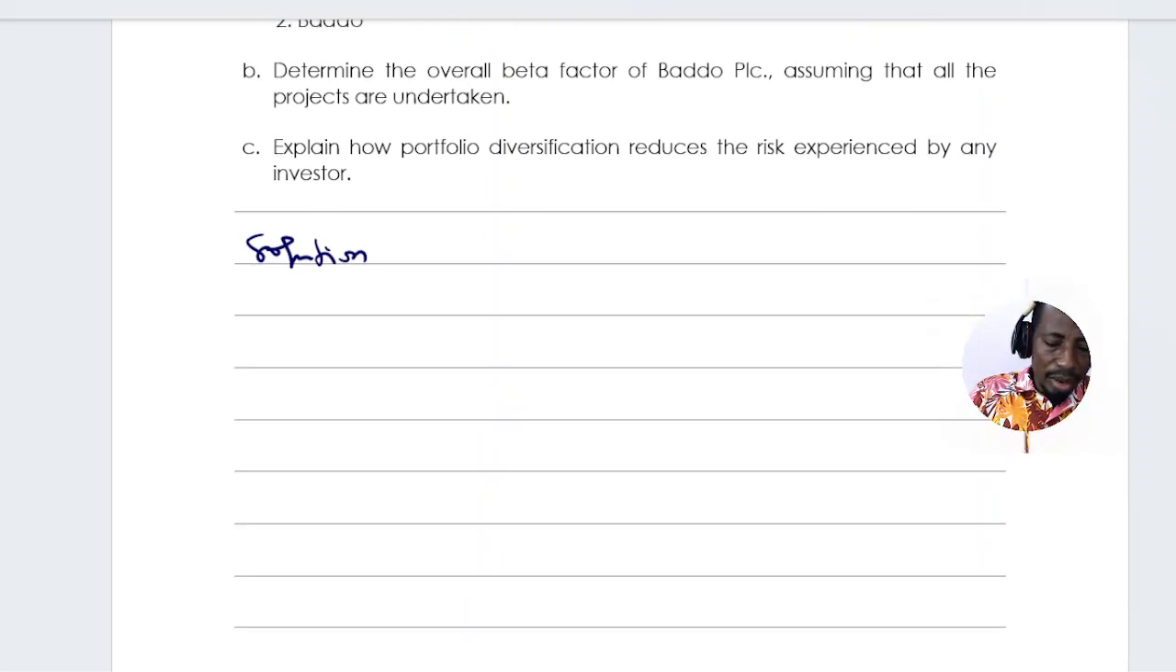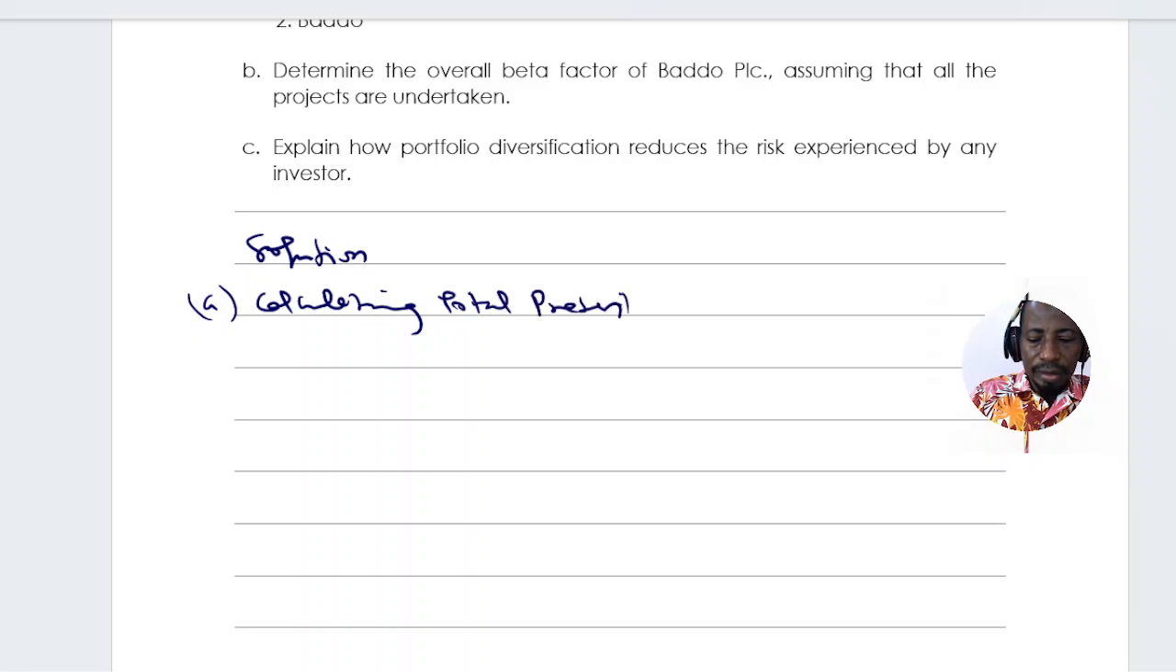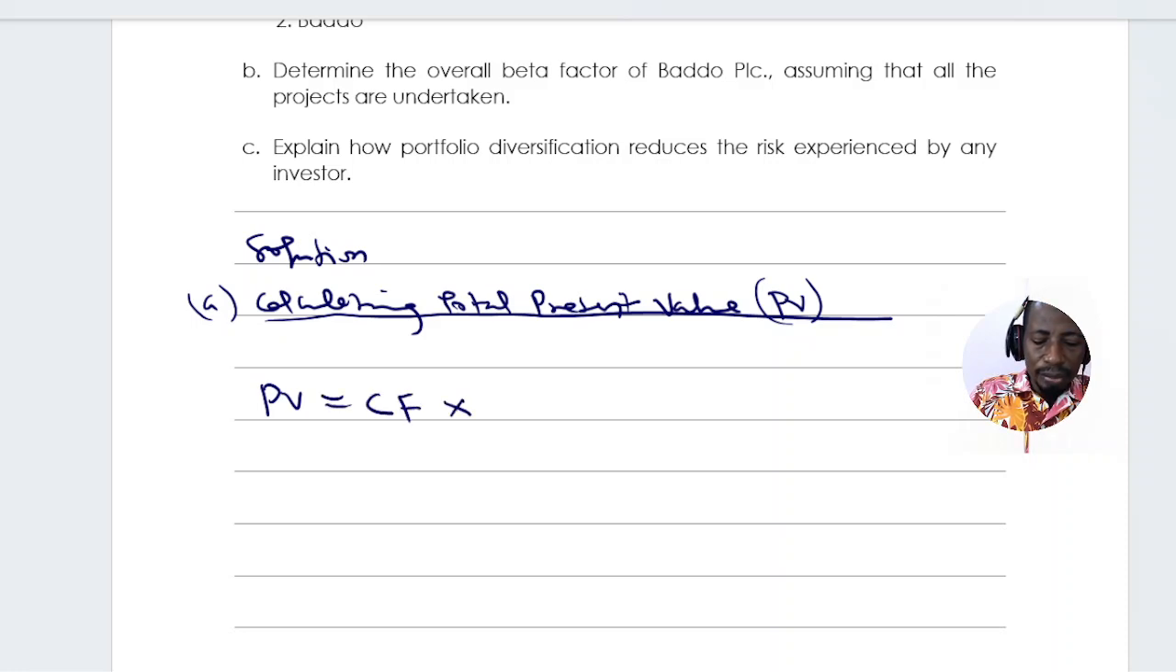So number A, solution. Number A, requirements. Calculating total present value. Okay, total present value. So how do you compute present value? Simply multiply. So present value is computed as cash flow multiplied by discount factor.